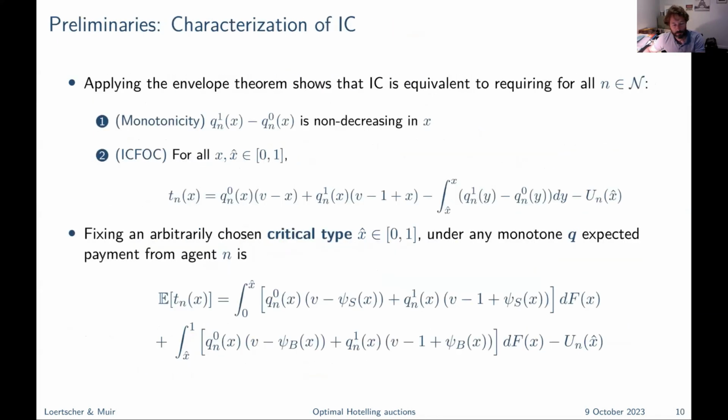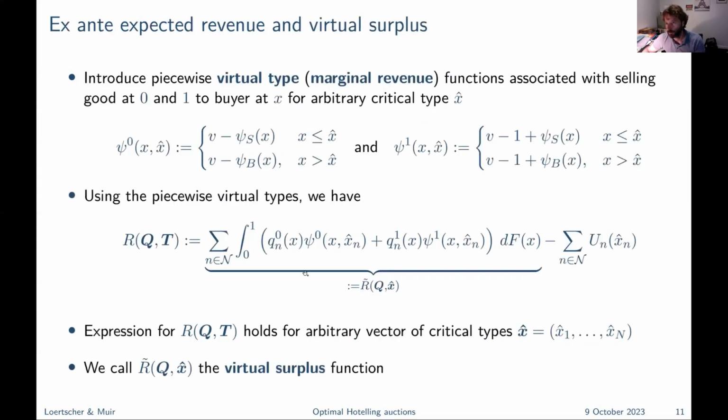Okay, so now we want to go from this formula here to an expression that involves appropriately defined virtual type functions. So for a given critical type x hat, we denote by psi 0 the virtual value or the marginal revenue associated with getting the left good, and by psi 1 the virtual value associated with getting the right good. So if you use these definitions, and they're defined in a piecewise way, to the left of x hat you use the psi S, and to the right, you use the psi B.